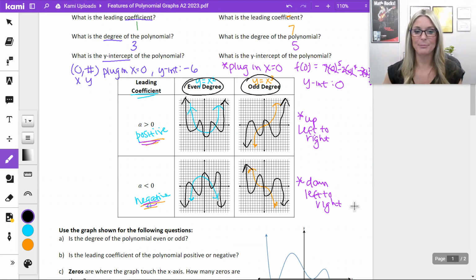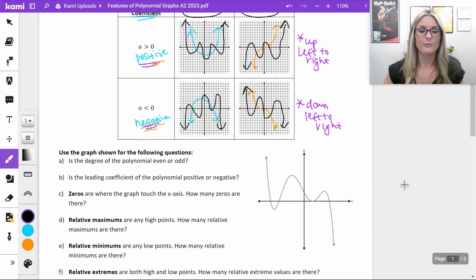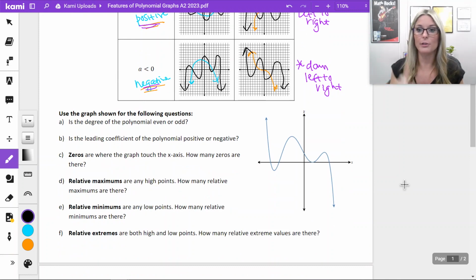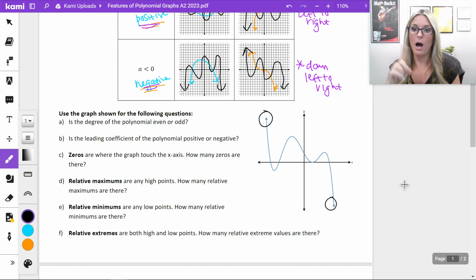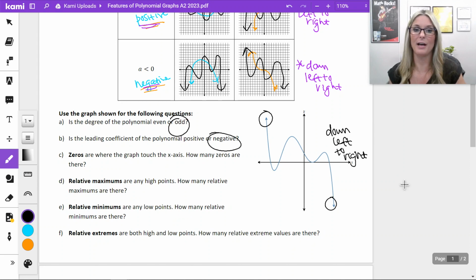Okay, so let's look at an example right below. Use the graph shown for the following questions. Is the degree of the polynomial shown even or odd? So I'm looking at our arrows here going opposite directions, opposite, odd, right? So this is an odd polynomial. I don't know if it's a x to the cubed, fifth, seventh, ninth. I don't know, but I know it's odd. Is the leading coefficient positive or negative? It is going down from left to right. So I know that its leading coefficient has got to be negative. Do you see that mimicked above in our table?